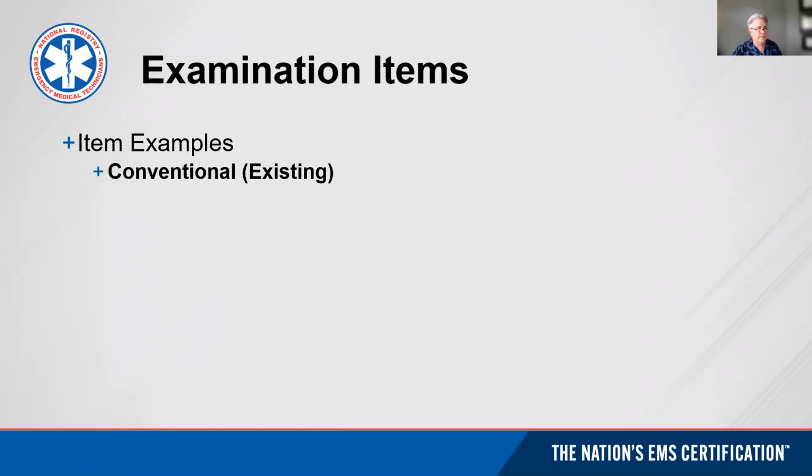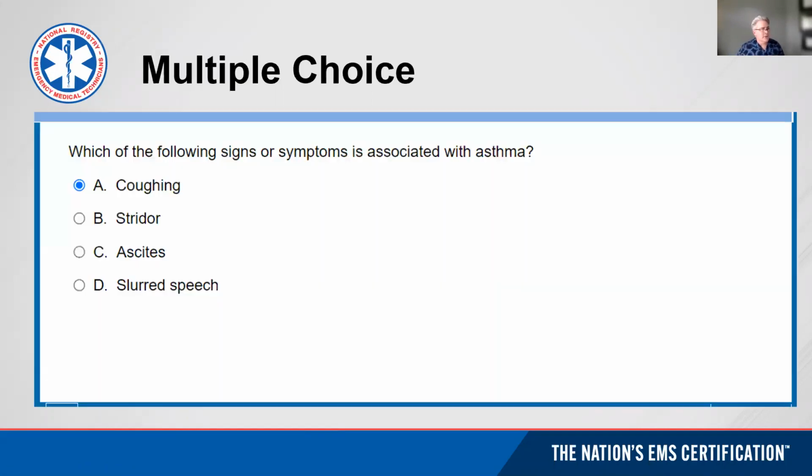So let's talk about the conventional first. In that scenario, you just saw several multiple choice items. With multiple choice items, I suspect everybody here is very familiar with them, but there is 1 correct answer, 3 incorrect answers. And so in this case, it says, which of the following signs and symptoms is associated with asthma? And the answer options are coughing, stridor, ascites, or slurred speech. And I would answer, it is the coughing. So they would pick the 1 correct answer and not select the 3 incorrect ones.